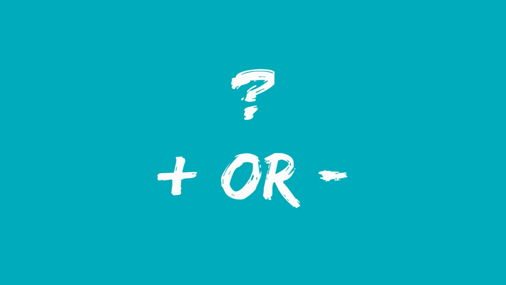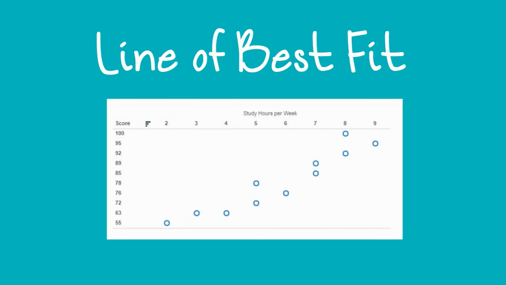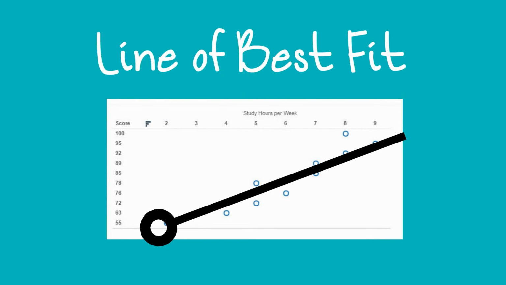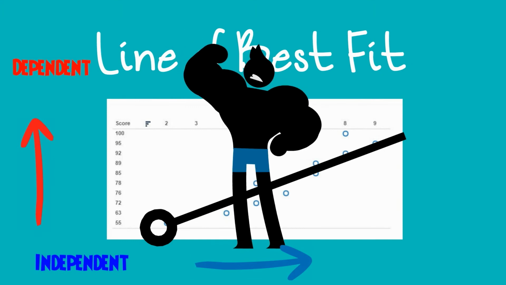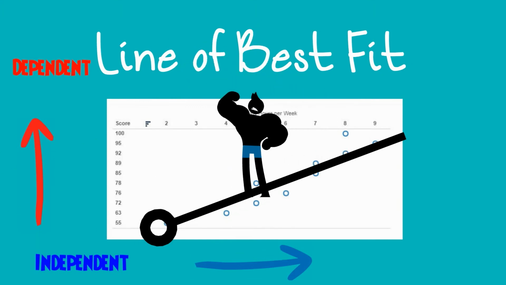How do we show a positive or negative trend? Scatter plots use a line of best fit, which is a line drawn through the center of the points, and this best represents a direction. The line of best fit can also show us more information about the correlation or relationship between the two variables based on strength, numerical value, and direction, positive or negative.